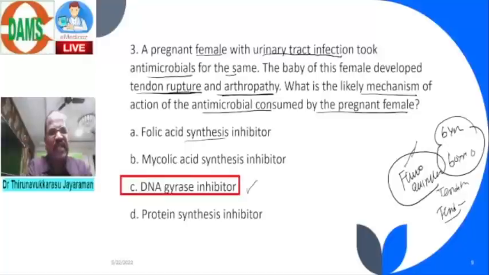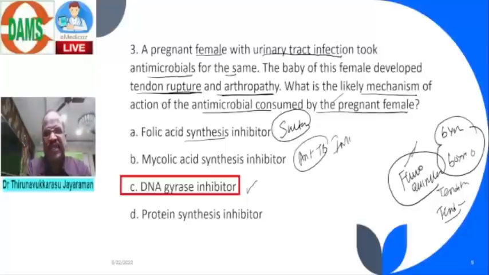Whereas folate synthesis blockers are sulfonamides. It's not a sulfonamide. Sulfonamides do not cause tendon rupture. Mycolic acid synthesis blockers are most of the anti-TB drugs, for example isoniazid, and then we have pyrazinamide. They're all acting by inhibiting mycolic acid and they don't cause tendon rupture. Protein synthesis blockers, a lot of drugs are there like aminoglycoside, tetracycline, and they don't cause arthropathy in a newborn baby.